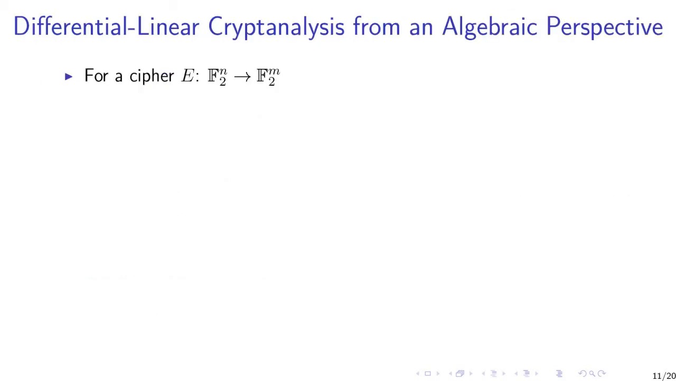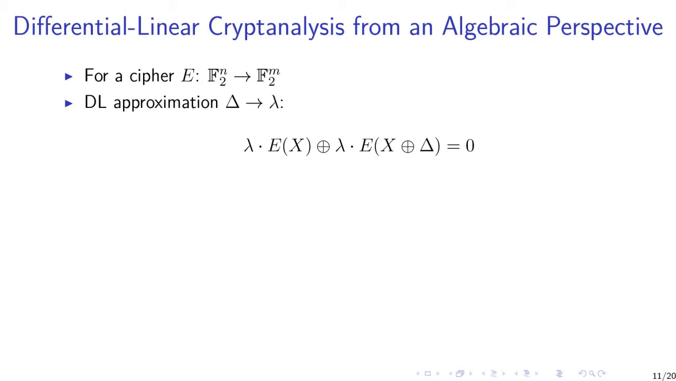A cipher E can be considered as a vectorial Boolean function. The differential-linear approximation from delta to lambda can be written as an approximation. Here, delta is the input difference and lambda is the output linear mask. Denote by f the inner product of lambda and E. Then the expression can be rewritten as f(x plus delta) equals zero.